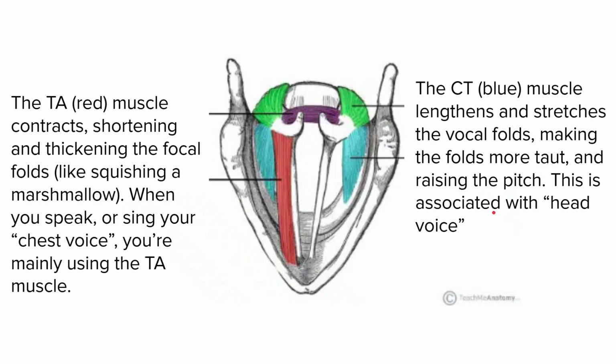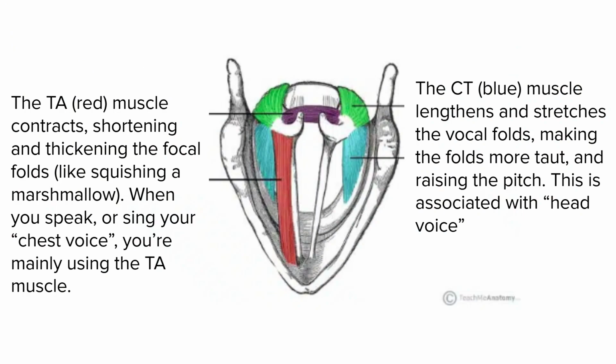Now, the reason these are really important to know is that these are what control how we get into chest voice and head voice. We use a mixture, a combination of them, but the TA, I have a hard time remembering things, the TA muscle, which is the heavy muscle, is what we most usually use for our chest voice. And the CT muscle is usually used for head voice, raising the pitch.